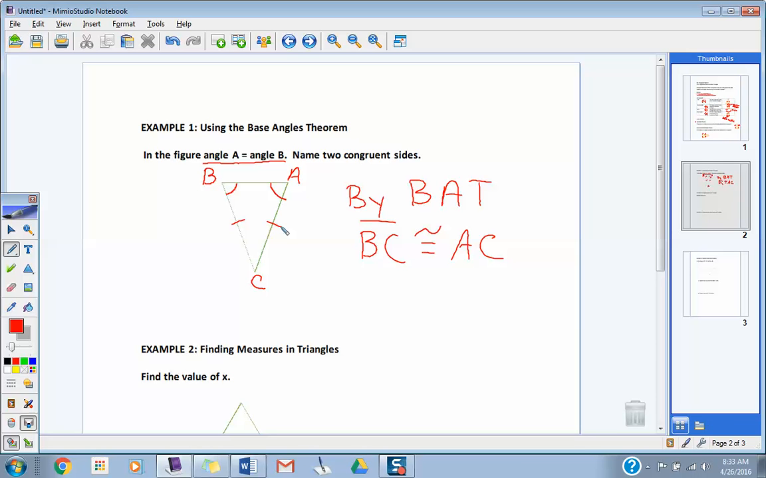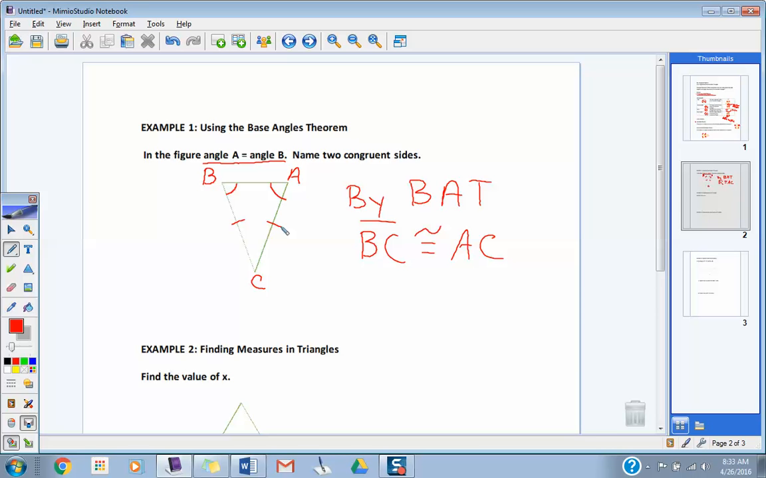So the question is, given an isosceles triangle, if you're given congruent sides, can you identify the congruent base angles? Vice versa, if I give you the congruent base angles, can you identify the congruent sides? Pretty simple, right? So easy a bat can do.